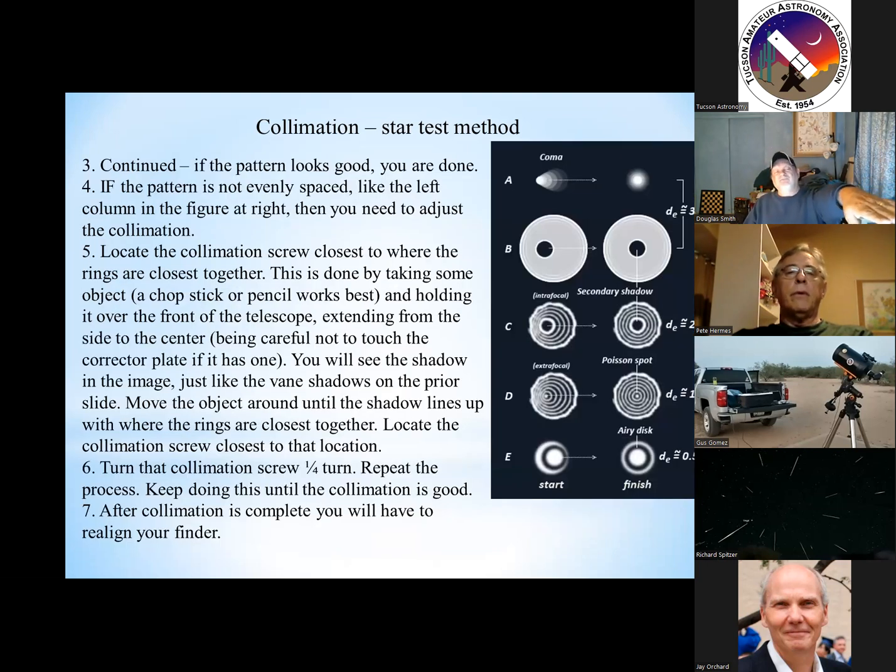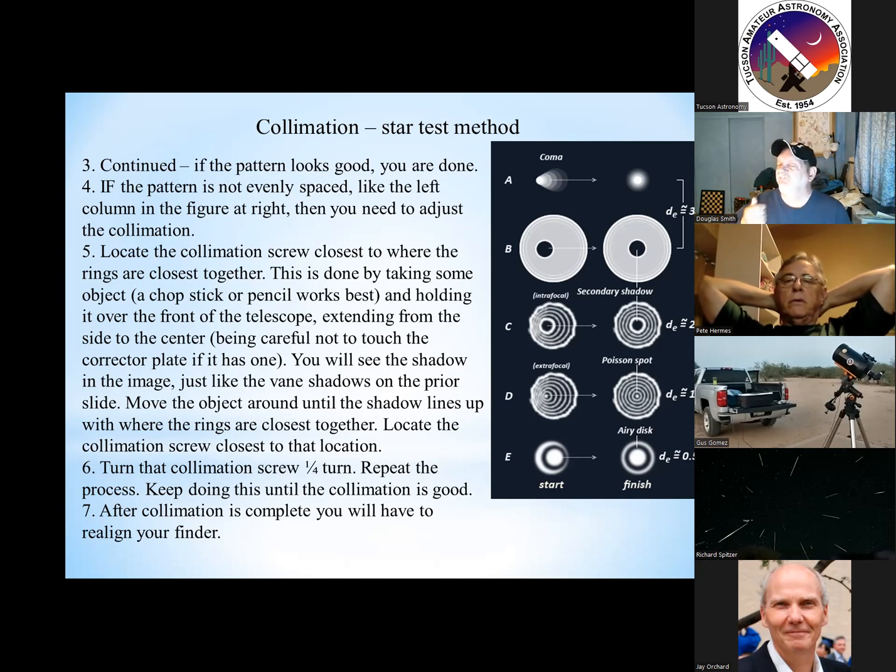So step 3, if you look at that pattern and the rings are evenly spaced all the way around, you're done. What that means is that when you focus in on the star, it'll focus to a really nice little pinpoint, and you're done, you're ready to go, you're collimated.